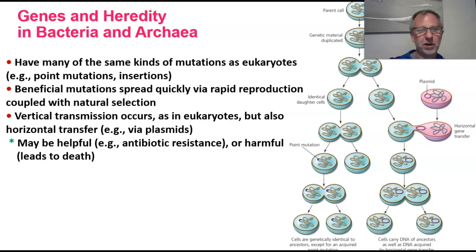Now, this kind of transmission, of course, can be helpful. So like with antibiotic resistance, a lot of bacteria out there have picked up genes from other bacteria horizontally that have made them resistant to antibiotics. But there's also horizontal transmission that can be harmful, and it could lead to death of the cell. So it's quite a range of consequences.